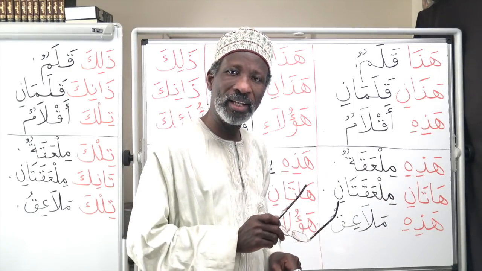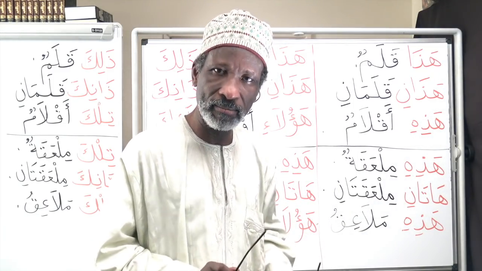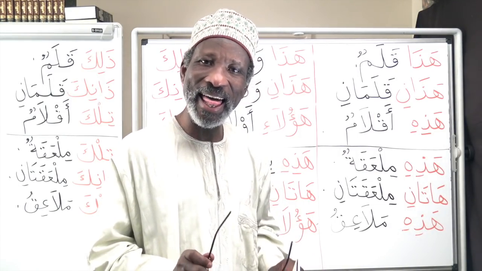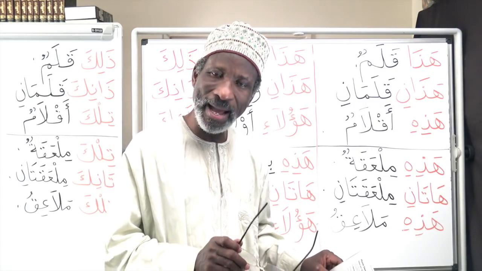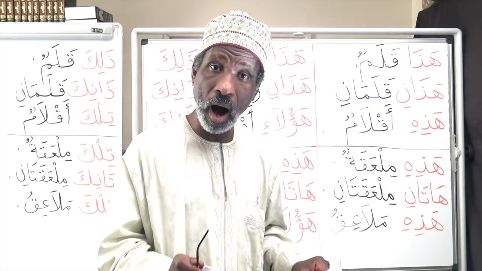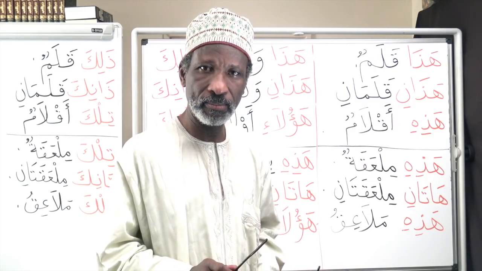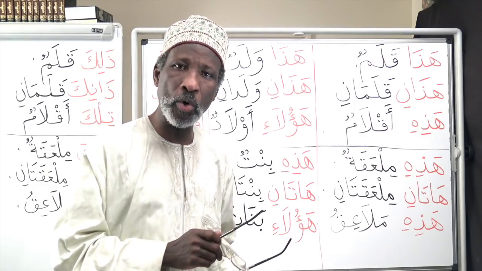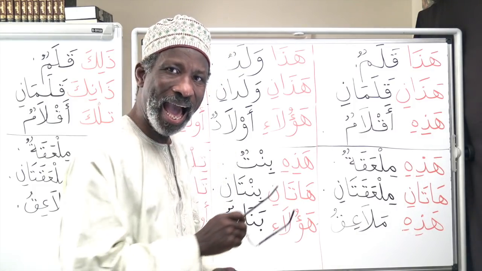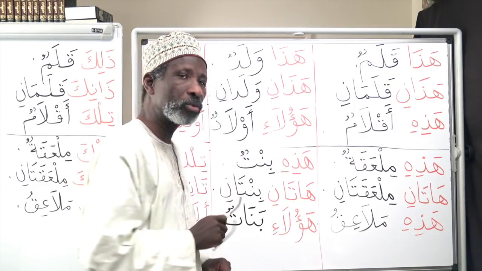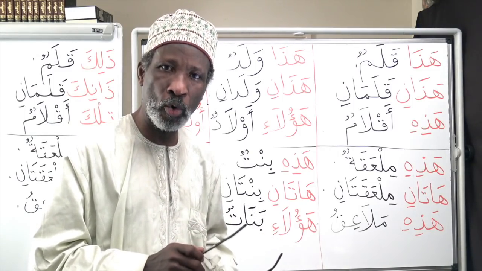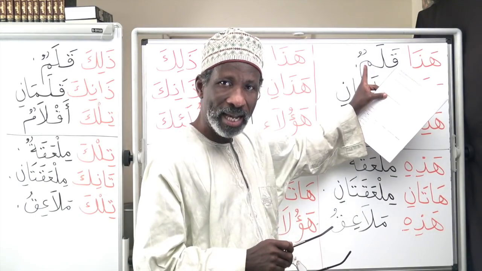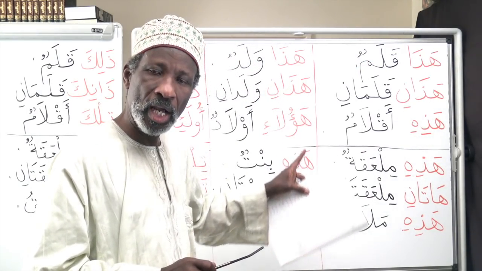هذا قلم. This is a pen. قلم is an object. And you will say هذان قلمان. These are two pens. If you are dealing with a human, you use the same demonstrative pronoun for singular. هذا ولد. This is a boy. So we're using هذا for a singular object and هذا for a singular human.